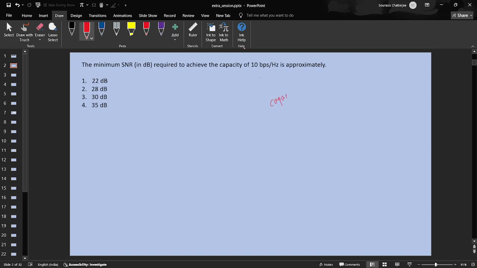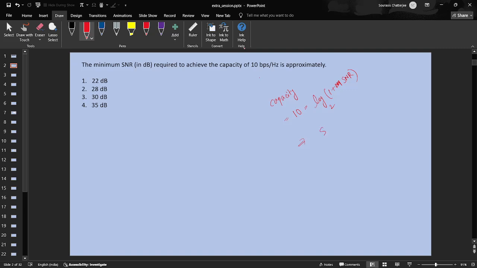How am I supposed to find that? We are given the capacity, that is another way of saying the rate, that is 10, and how is it related to SNR? Log of 1 plus SNR. And what is the base of the log? Base 2 or base 10 when I compute capacity? Log base 2, right? Okay.